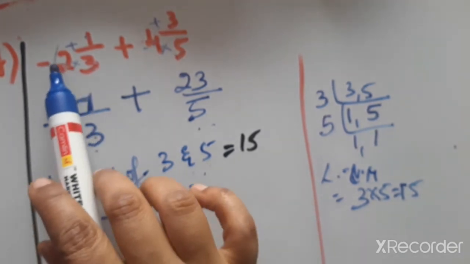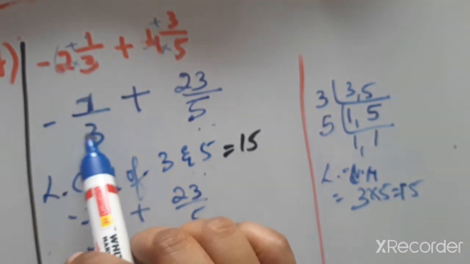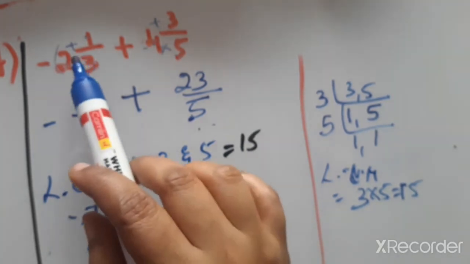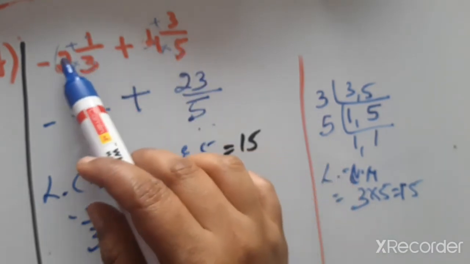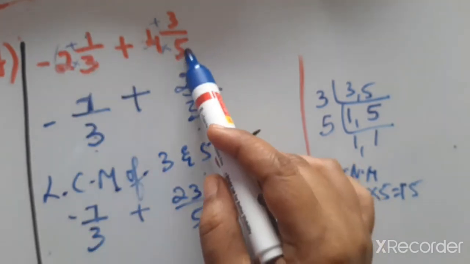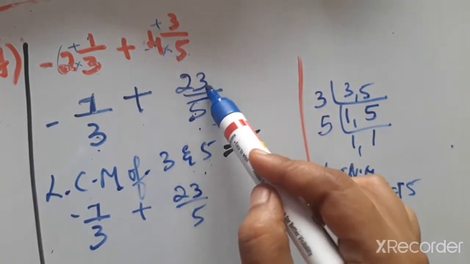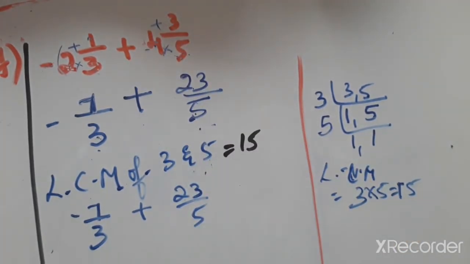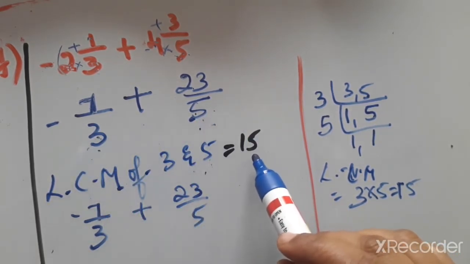Here they have given mixed fractions, so first convert the mixed fractions into improper fractions. Write the denominator as it is, and multiply these two numbers, then add up. 2 3s are 6, 6 plus 1 is 7. For 4 3 by 5, write 5 first, and 5 4s are 20, 20 plus 3 is 23. That is converting mixed fractions into improper fractions. Now the denominators are different numbers, so find the LCM of the denominators, that is 15.